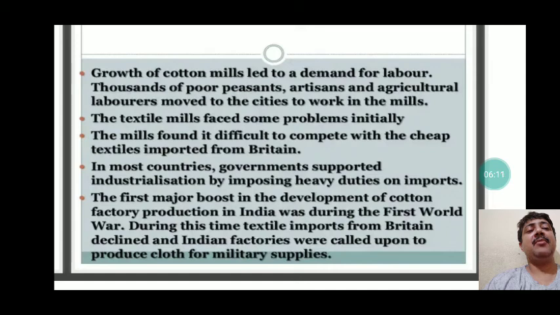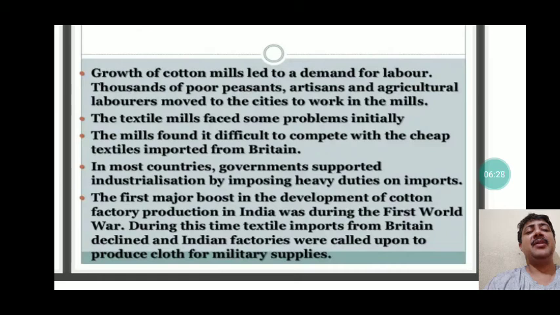So the textile mills faced some problems initially. We need to understand it. Some problems were there, because the mills found it difficult to compete with the cheap textile imported from Britain. But somehow we managed the competition.